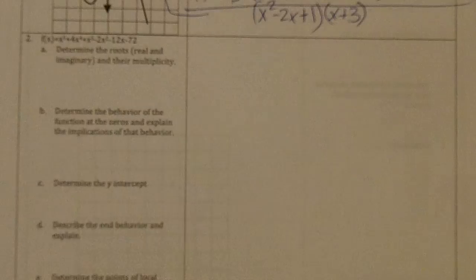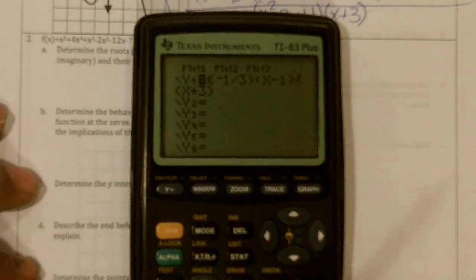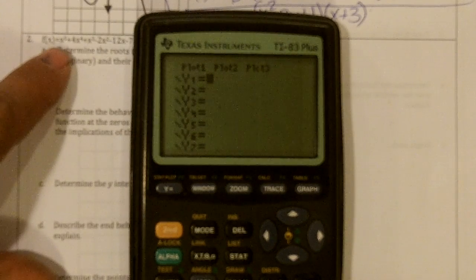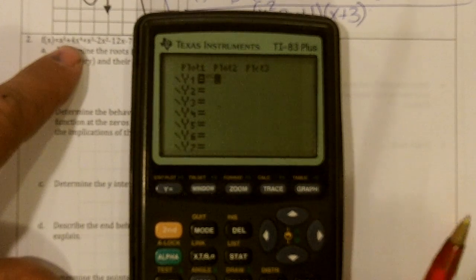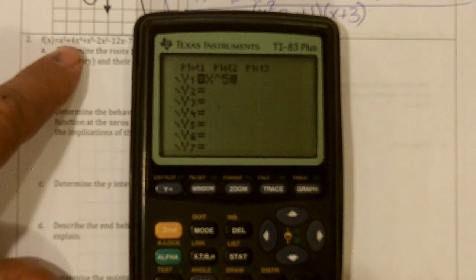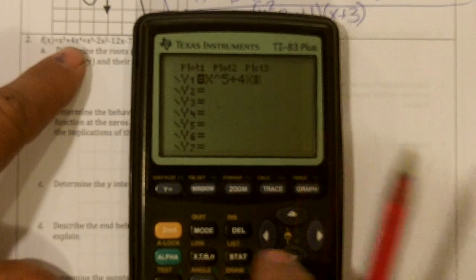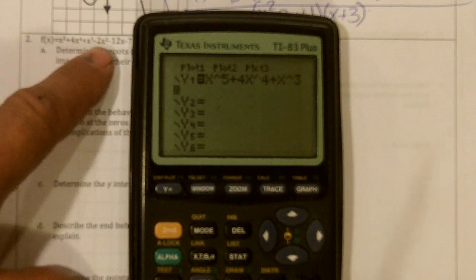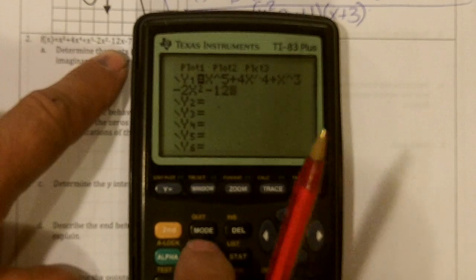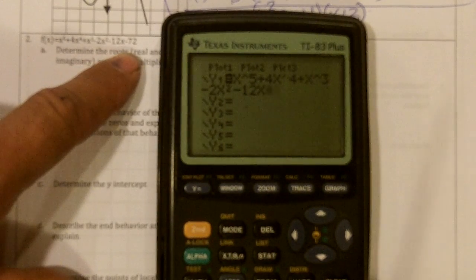Okay, number 2. Number 2 starts, let's see if that's lined up for you. Yeah. So we have this fifth degree polynomial. And the way I would start this one is I would start by graphing it just to get an idea of what the zeros might be. X to the fifth plus 4x to the fourth plus x to the third minus 2x squared, subtract 12x, subtract 72.